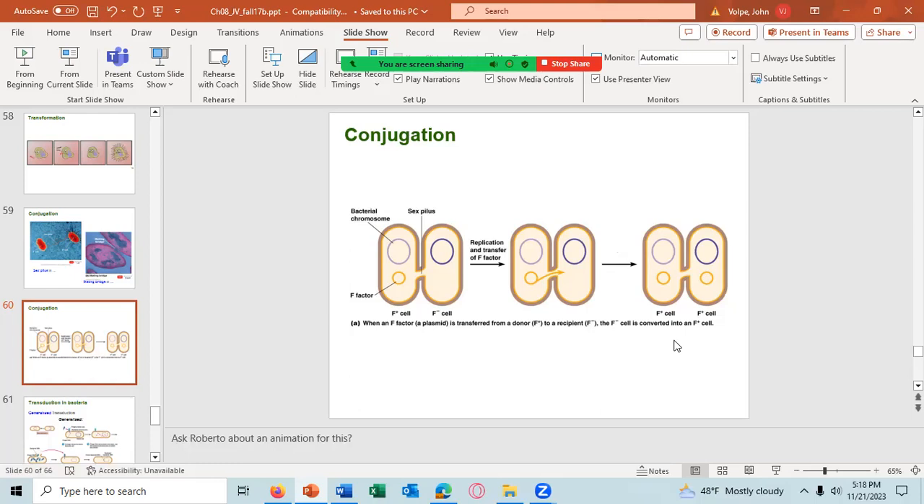If you're wondering why they're calling it sexual conjugation, I suggest you ask your significant other. That's meant a little bit as a joke.